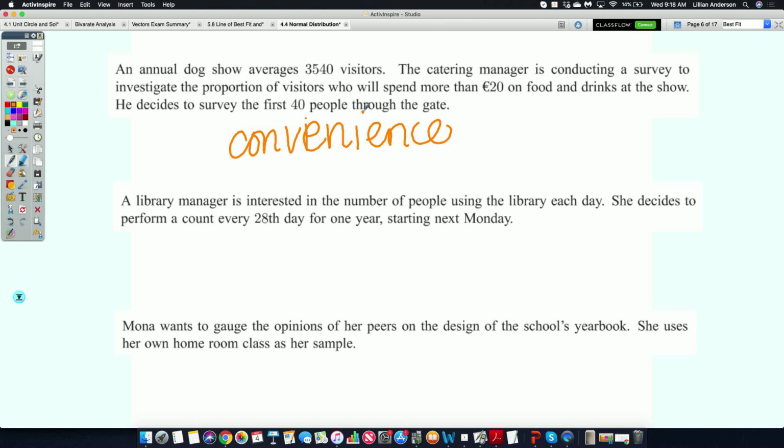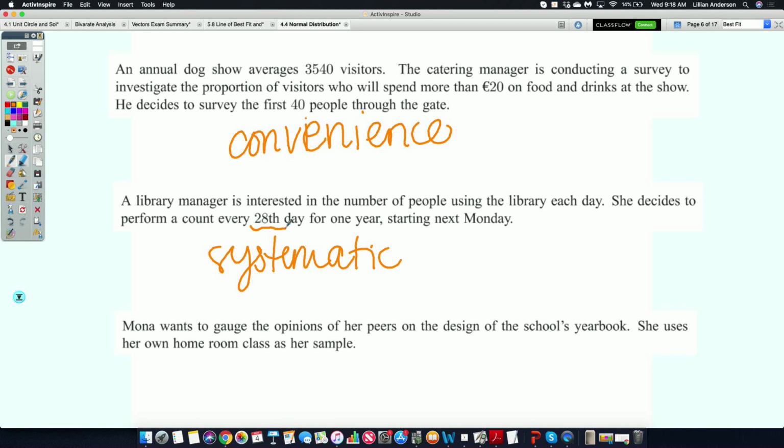A library manager is interested in the number of people using the library each day. She decides to perform a count every 28th day for 1 year starting next Monday. Systematic. What kind of gave it away? 28. Systematic. Every 28th day.